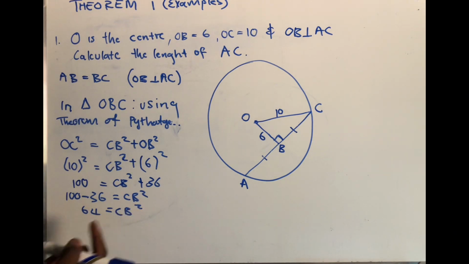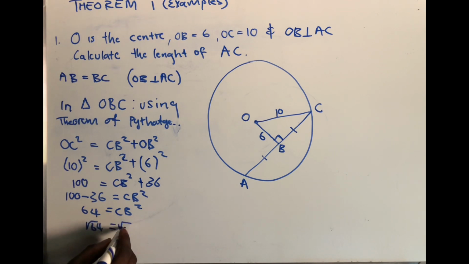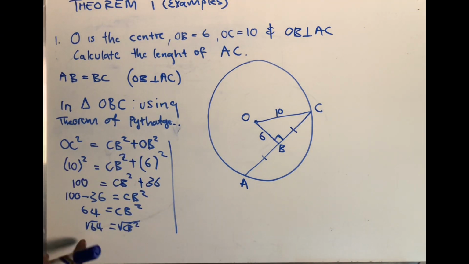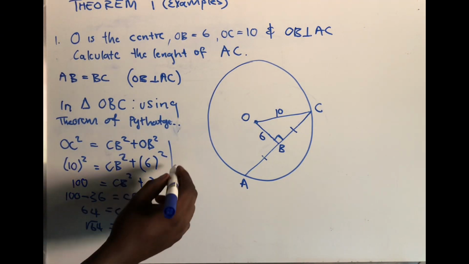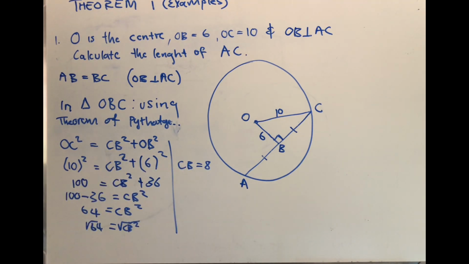Now CB is squared, but we want a CB that's not squared. We'll put square roots on both sides, the square root of 64 and the square root of CB squared. The square root will cancel the squared. And then the square root of 64 is 8. Therefore, CB is equal to 8.